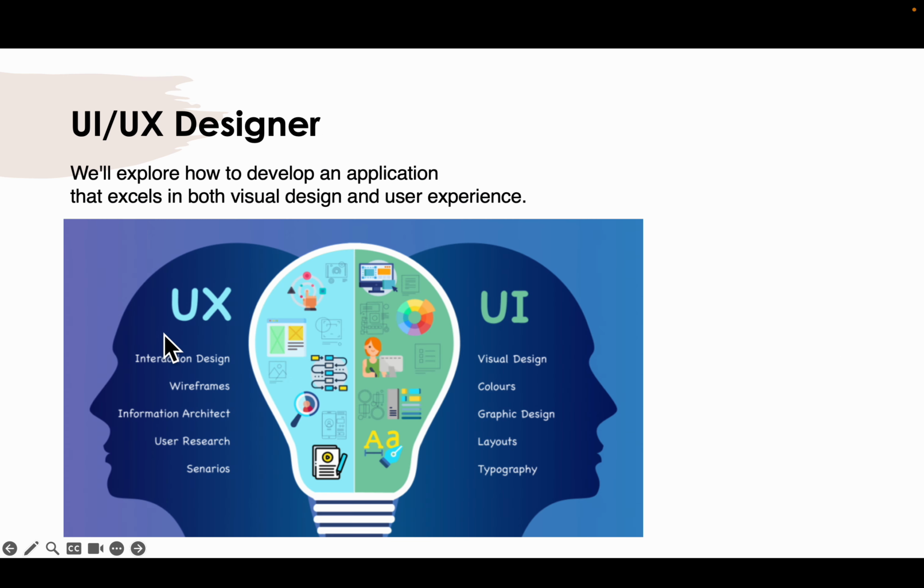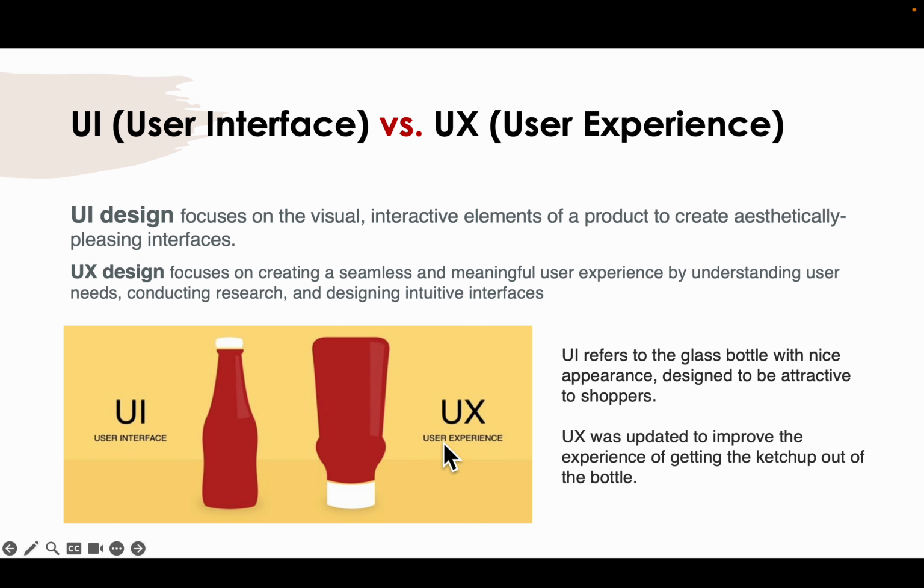Let's use a ketchup bottle as an example. The UI would include the label design, right? The shape of the bottle, the color, the texture, everything related to its appearance. And usually a glass bottle would have a nice appearance where it looks designed to be attractive to shoppers. On the other hand, UX is about how the product works and how the user interacts with it.